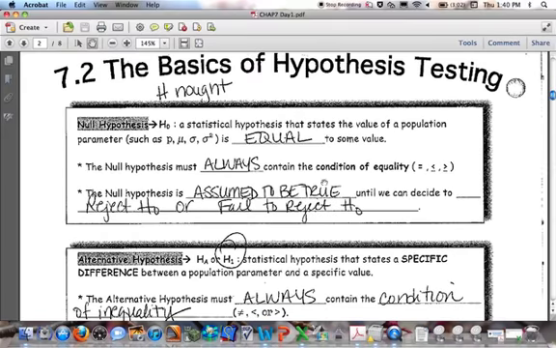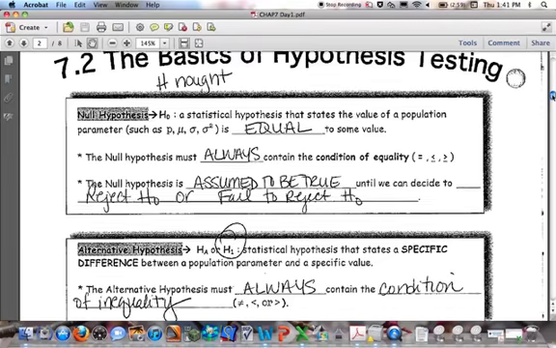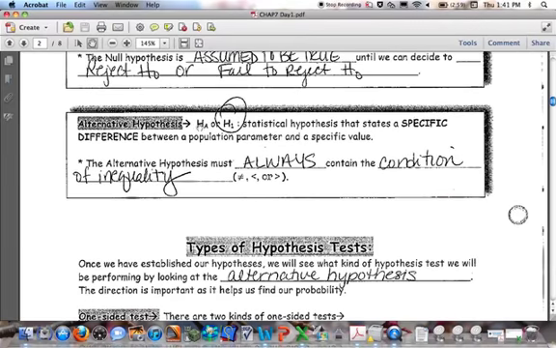When you do a hypothesis test, you have two hypotheses. You have your H naught, which is the statistical hypothesis that states the value of the population parameter, such as p, mu, sigma, or sigma squared, and we're only going to deal with p and mu, is equal to some value. So this is called the null. It'll always contain the condition of equality. And it is the one that is assumed to be true until we can decide to reject it or fail to reject.